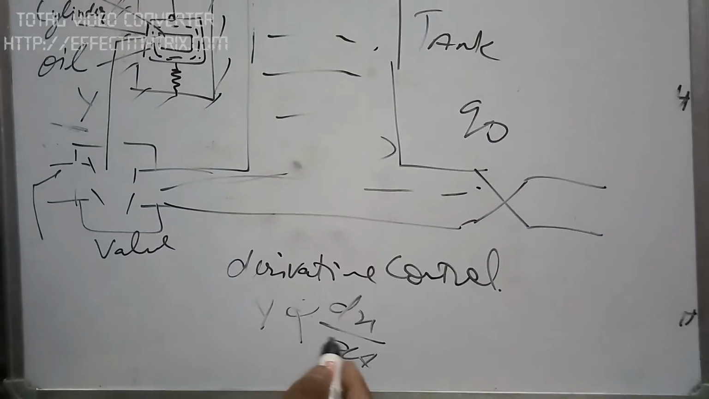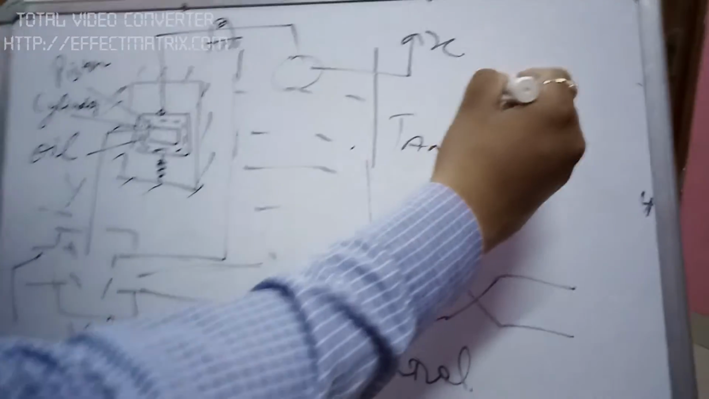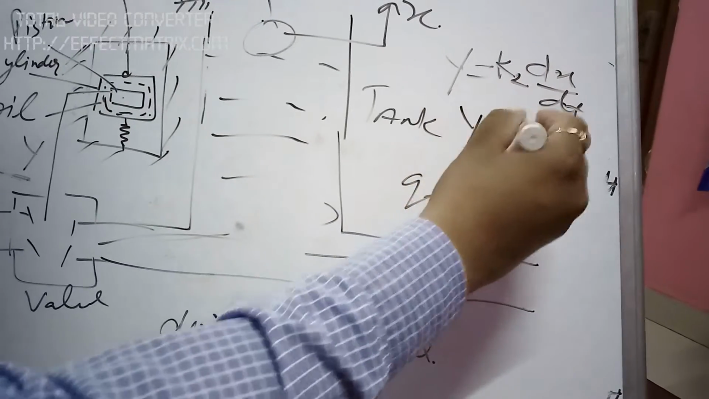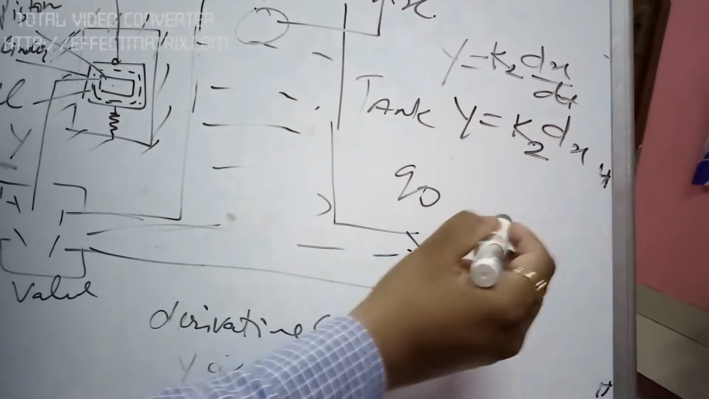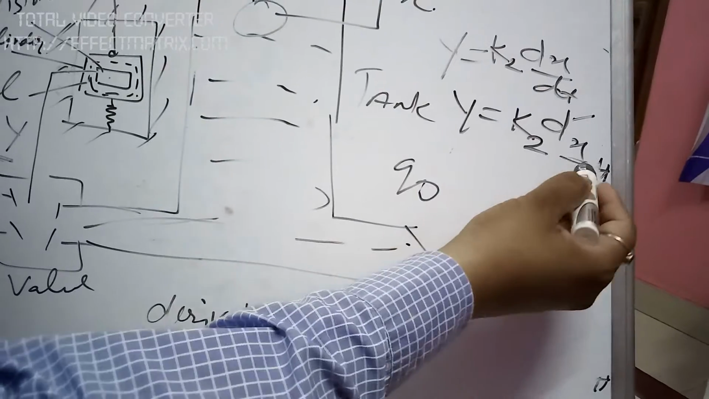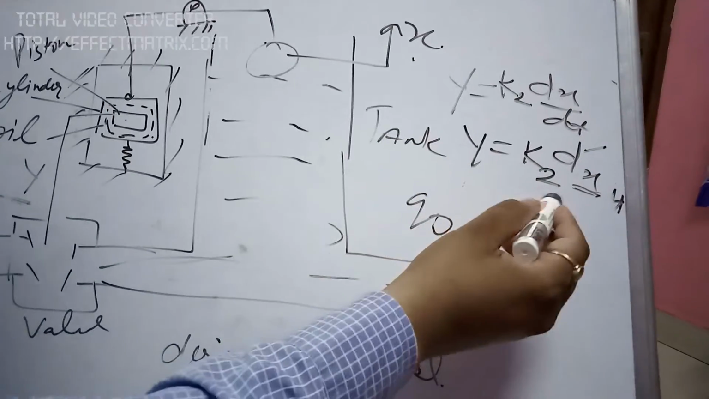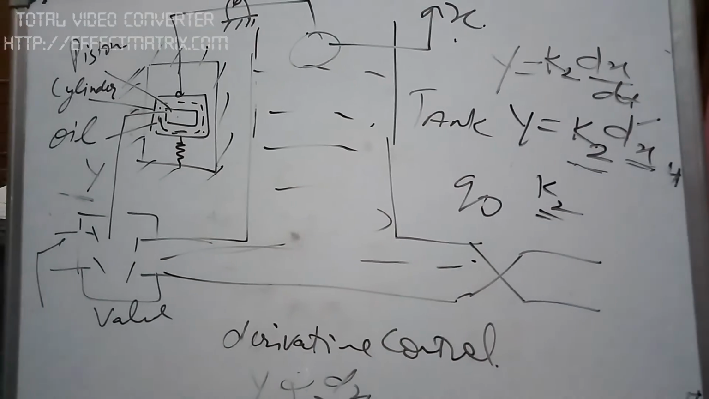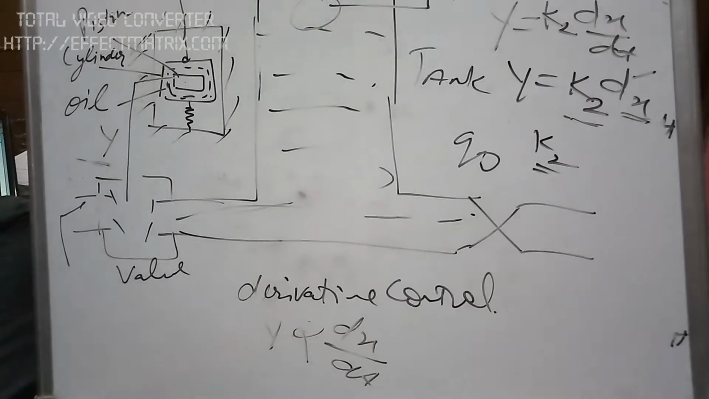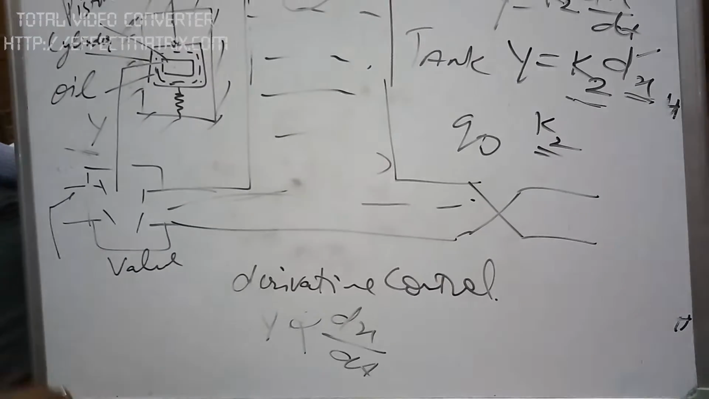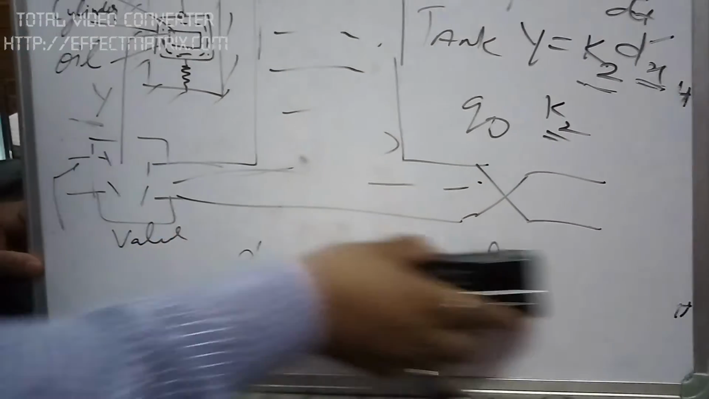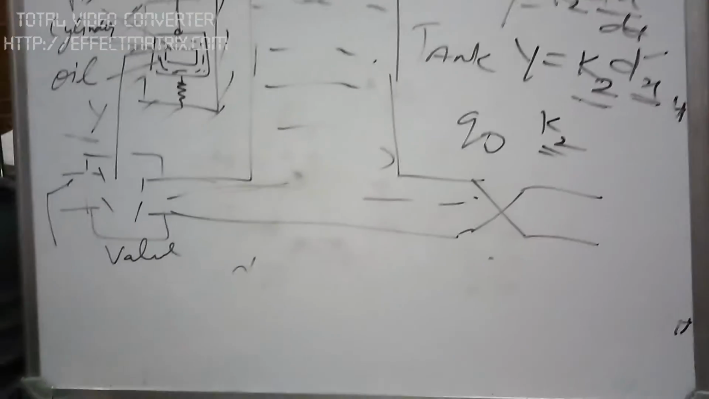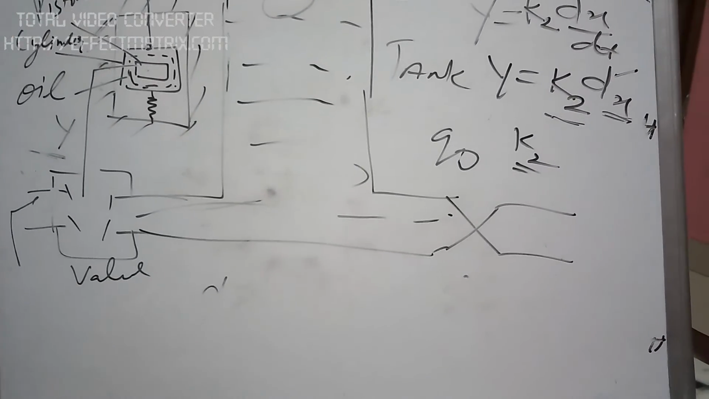So y is proportional to dx by dt, and y equals k2 dx by dt, or y equals k2 Dx, where D stands for d by dt, Dx is the rate of change of the float, and k2 is a constant. Now, like we have studied, the integral system is used with the proportional, so we can use this derivative control with the proportional control, and that is called PD, proportional cum derivative control.